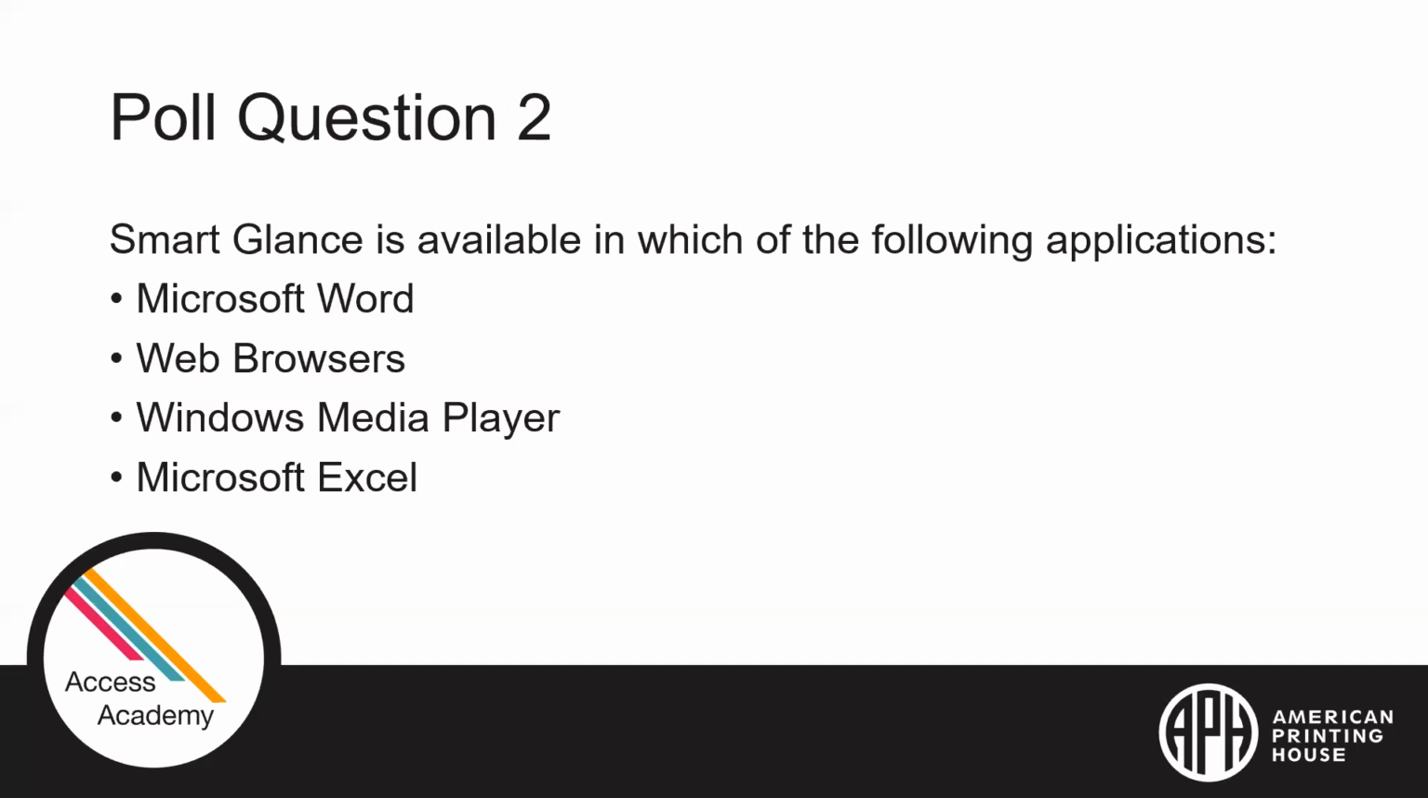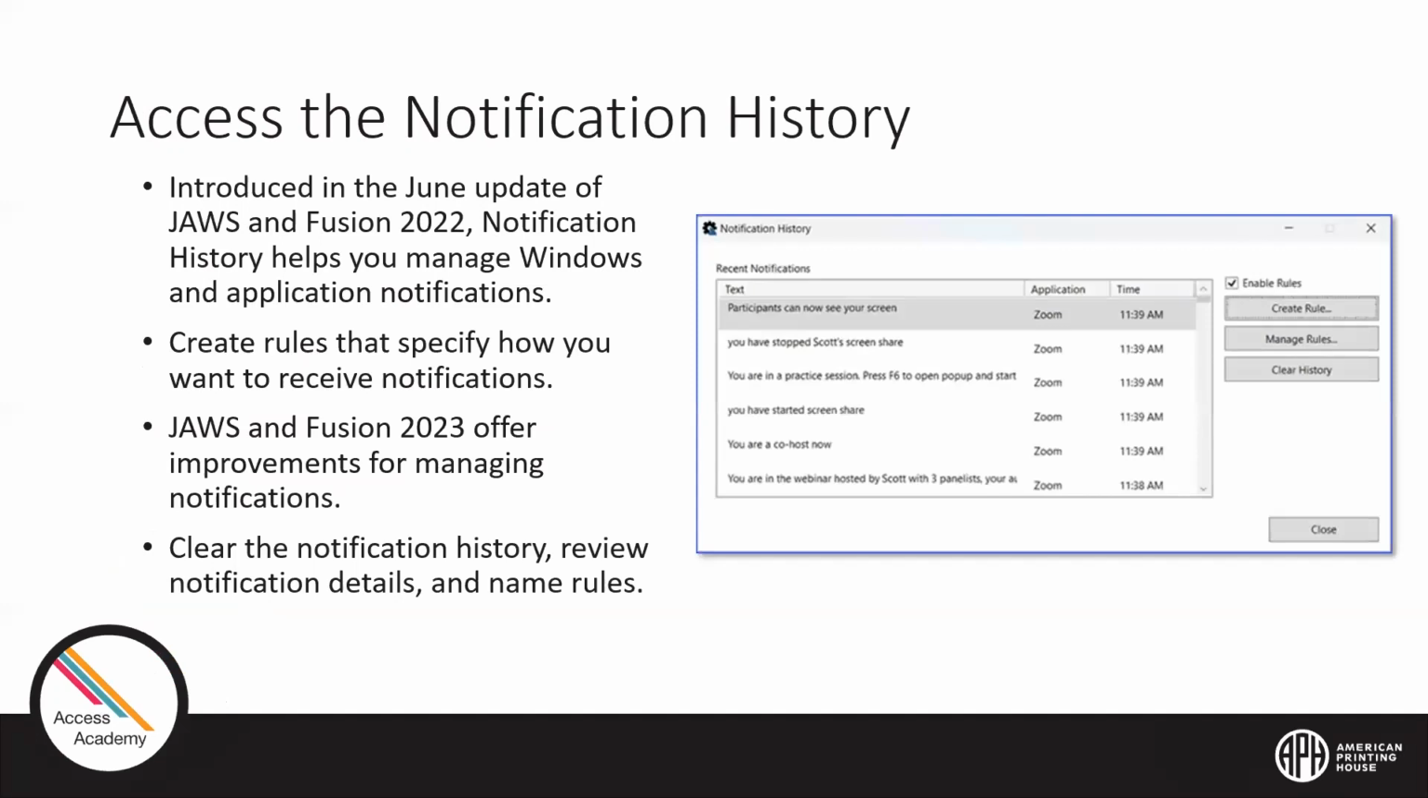And we're moving on to access notification history. All right, great. So the notification history is a feature that was introduced in the June update of 2022, just this past June. But we have made some enhancements to it in the release of JAWS and Fusion 2023. And like Smart Glance, this is a JAWS feature. So if you're using JAWS or if you're a Fusion user who uses JAWS, you're going to have access to this.